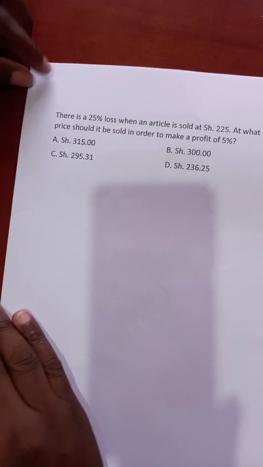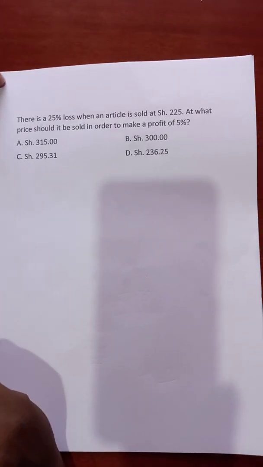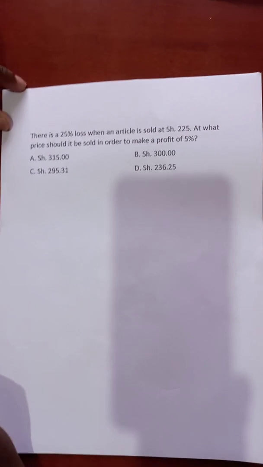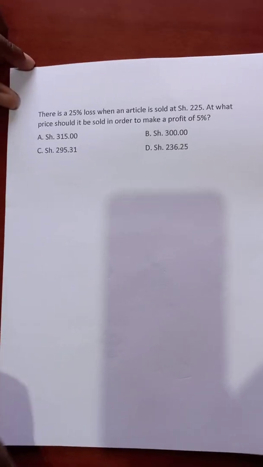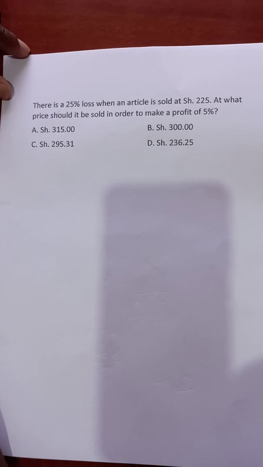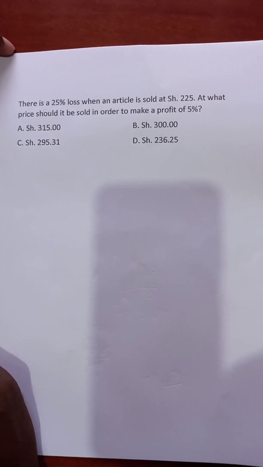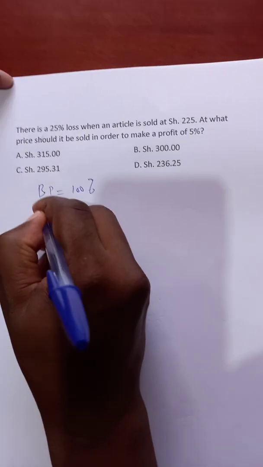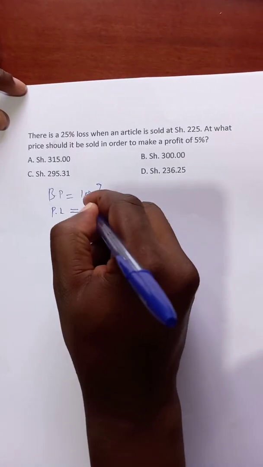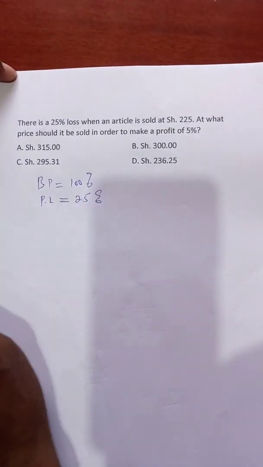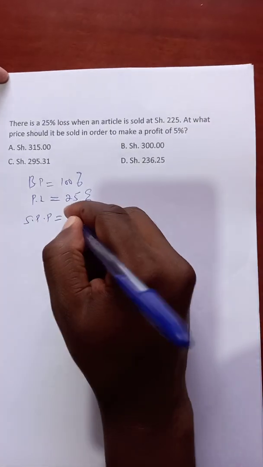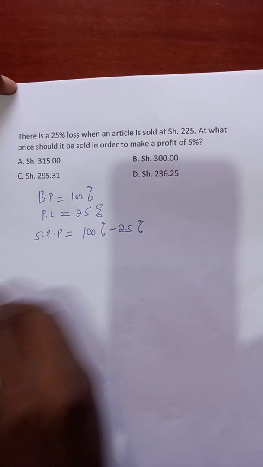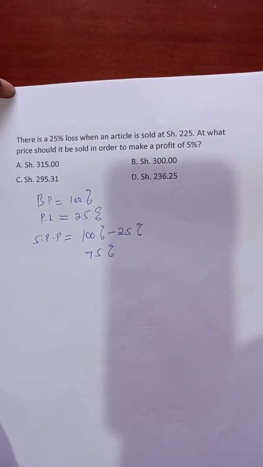Question number 2. We are told that there is a 25% loss when an article is sold at shillings 225. At what price should it be sold in order to make a profit of 5%? Learners, remember the buying price is always 100%. And if the buying price is always 100%, we are told there is a percentage loss of 25. So what was the selling price percentage? Selling price percentage is equals buying price percent, which is 100, minus the percentage loss, which is 25, which gives us 75%.